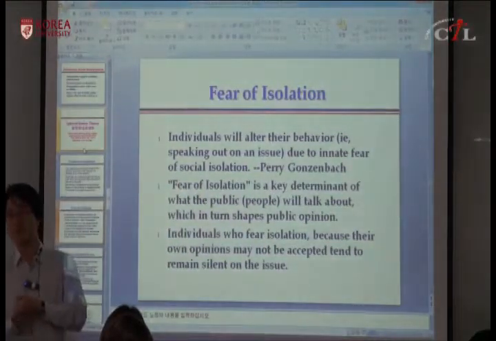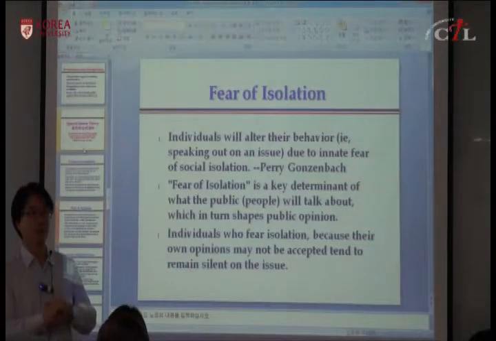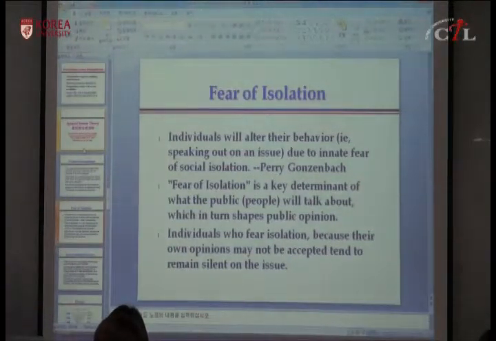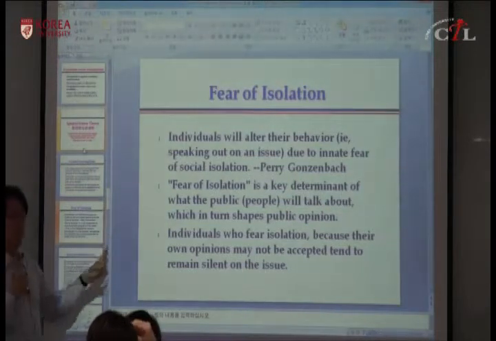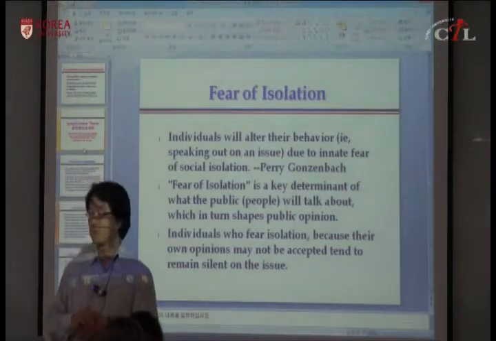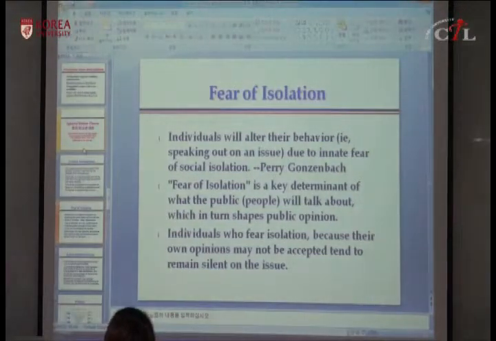This is a very important concept to understand the spiral of silence. So individuals' behavior of speaking out on issues is due to an innate fear of social isolation. Fear of isolation is a key determinant of what the public will talk about, which shapes public opinion. So everybody has a fear of isolation. That's the main reason people show the spiral of silence pattern in the expression of their opinions.